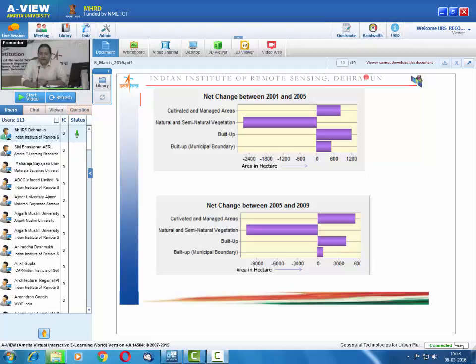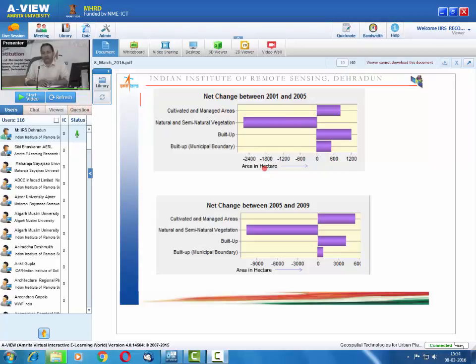So you see here graphically we have tried to explain how various categories have transformed from one category to other. How the transformation of categories has taken place. From 2001 to 2005, what you see on right side is increase, and what you see on left side is decrease. And we also have put up a negative symbol here, which shows a decrease in a particular land cover, and this shows an increase in the quantity of a particular land cover class. So you see, although the cultivated and managed area has grown, the built up area has also grown, and the built up inside municipal area has also grown. But the category which has decreased is natural and semi-natural vegetation.